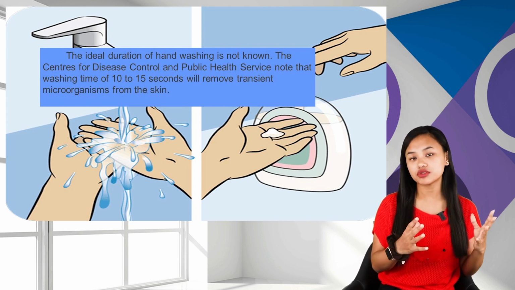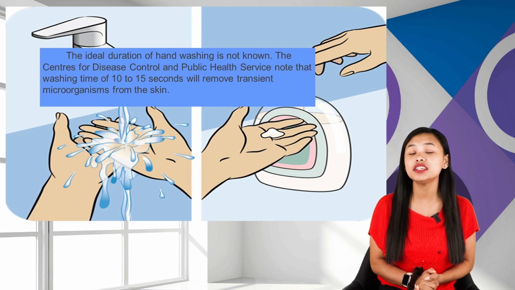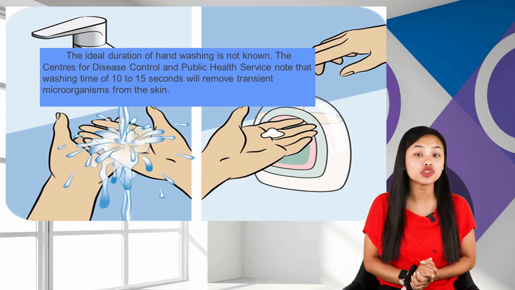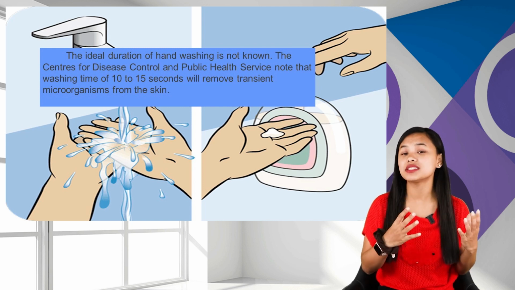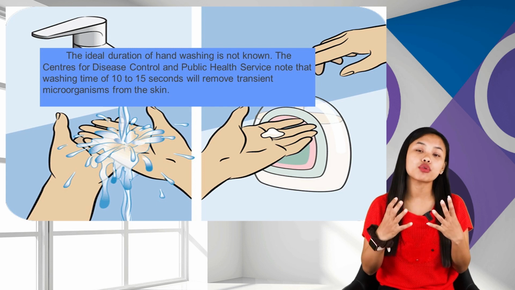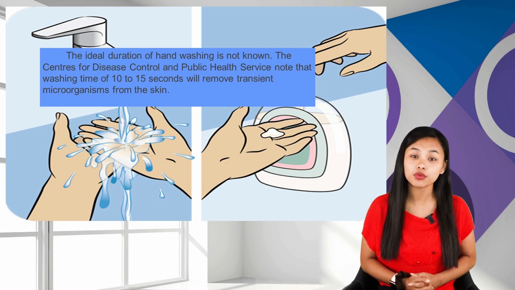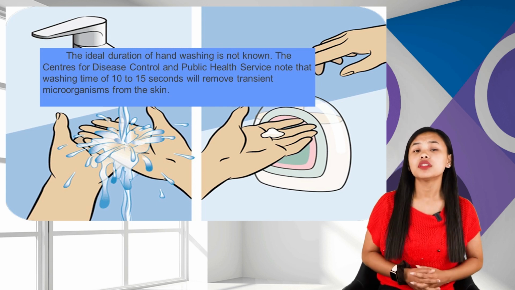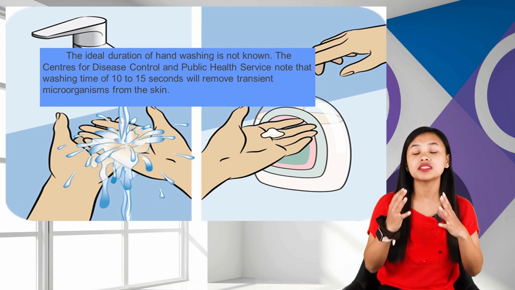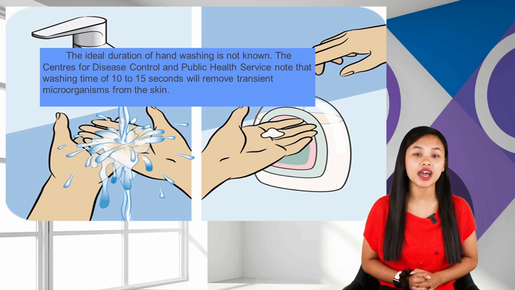So according to them, we must wash our hands for at least 10 to 15 seconds, because this is the ideal duration in which it is believed that the transient microorganisms present on our skin will be removed. However, the more soil our hands get, the more time we must take whenever we perform this hand washing.